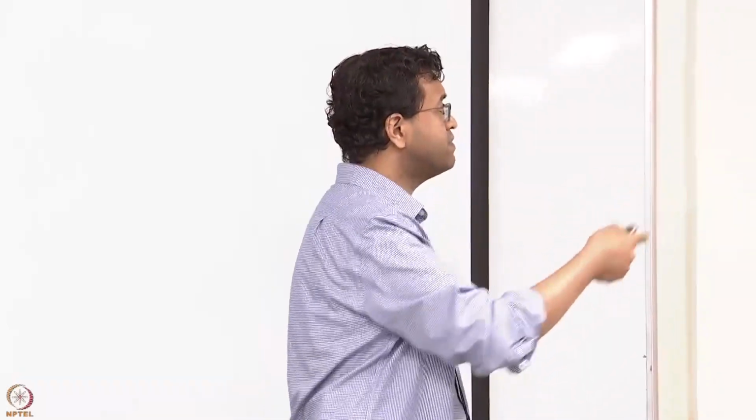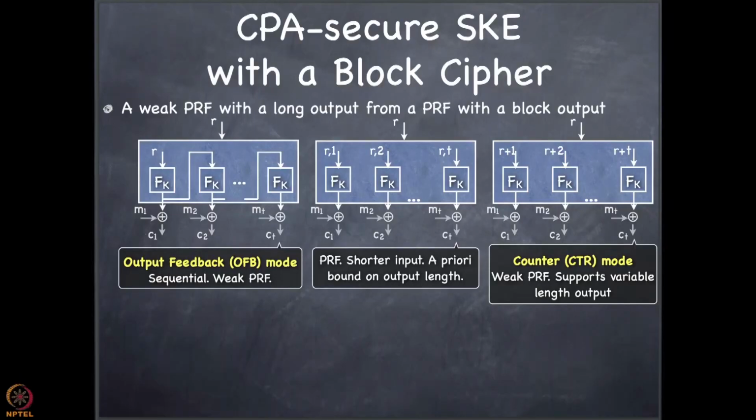That's what's used most. All of this, I described as PRFs or weak PRFs. To use it as encryption, you do need to XOR the outputs of this pad block by block with the blocks of the message. So that's all these modes.